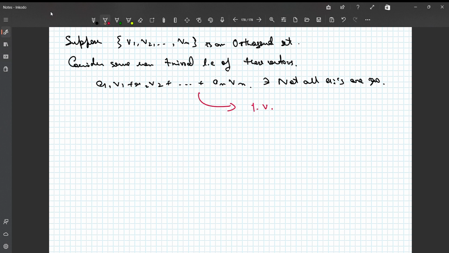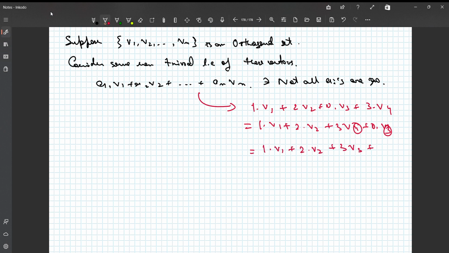Suppose I have this of the form 1 times v1 plus 2 times v2 plus 0 times v3 plus 3 times v4. Then we write this as 1 times v1 plus 2 times v2 plus 3 times v4 plus 0 times v3, and then relabel the indices so they appear in sequential order: 1 times v1 plus 2 times v2 plus 3 times v3 plus 0 times v4. Whatever indices are used in this set does not cause any problem to it being orthogonal or orthonormal.